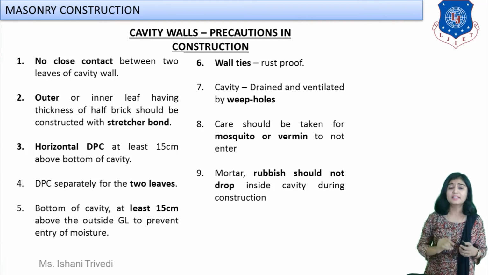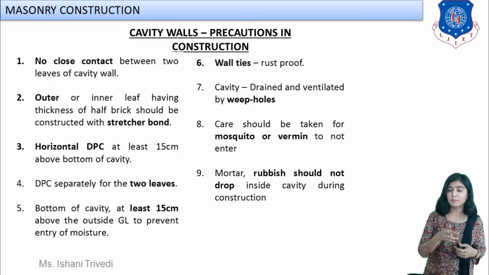The first says that no close contact should be there between the two walls, which is obvious. If there is any kind of direct contact between the two walls, then it will not be an example of a cavity wall. Hence, there should be no contact.